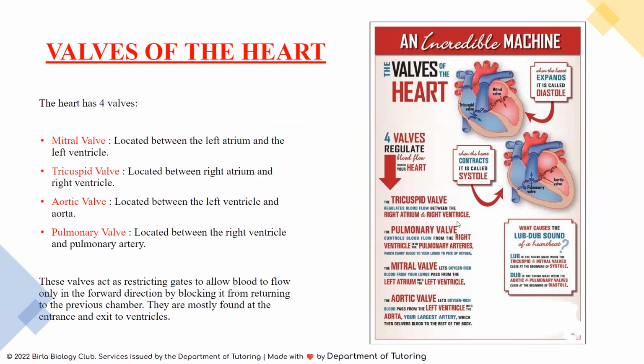These valves act as restricting gates to allow blood to flow only in the forward direction by blocking it from returning to the previous chamber. They're mostly found at the entrance and exit to the ventricles.